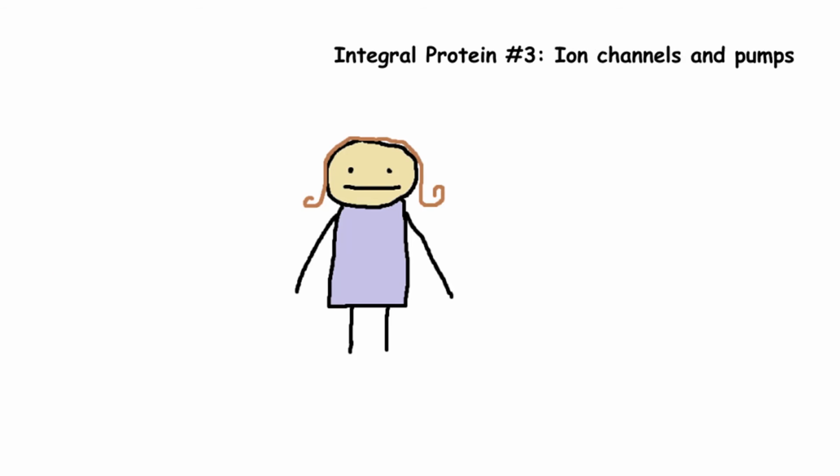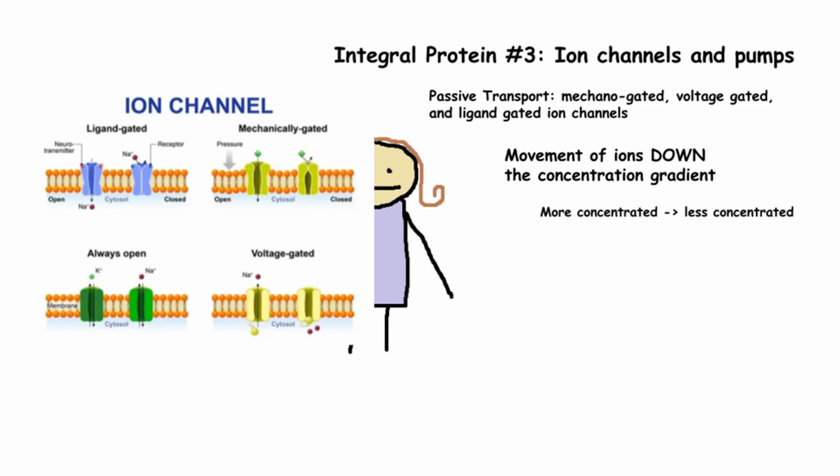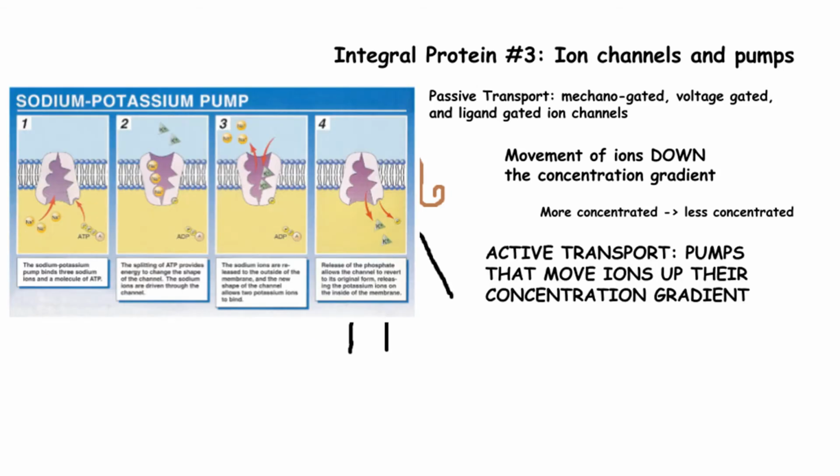Integral protein number 3, ion channels and pumps. There are mechanogated, voltage-gated, and ligand-gated ion channels. Those are all part of the passive transport of ions, which involves movement of ions down the concentration gradient. Then there is the other category, which is active transport, which involves the movement of ions against their concentration gradient.